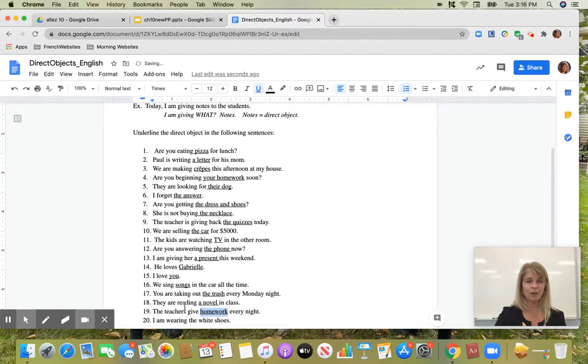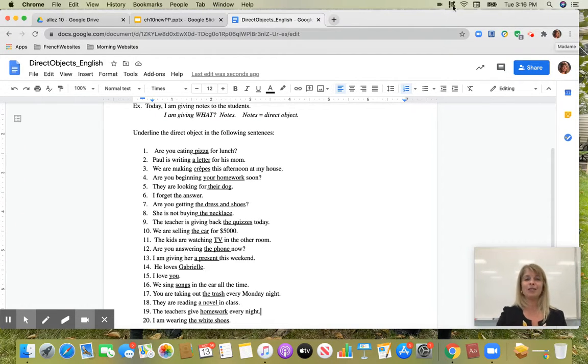And lastly, I'm wearing the white shoes. What are you wearing? The white shoes. And I told you we're going to put the adjective in there, because everything that we have underlined, we can replace with a direct object pronoun.